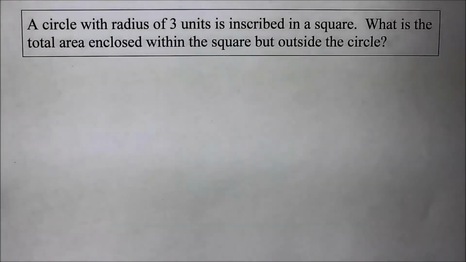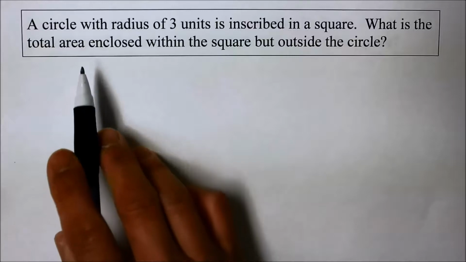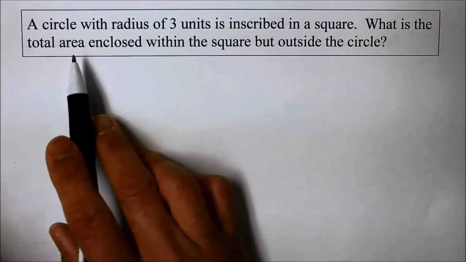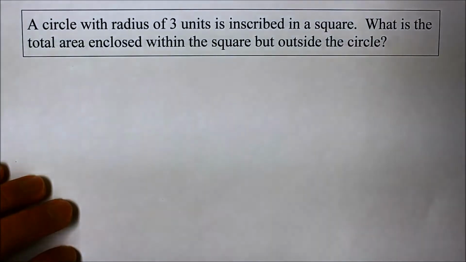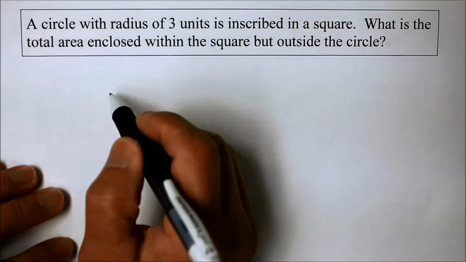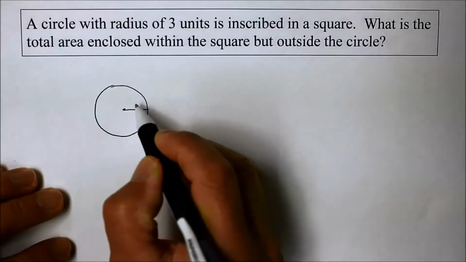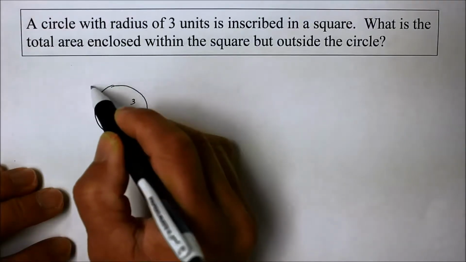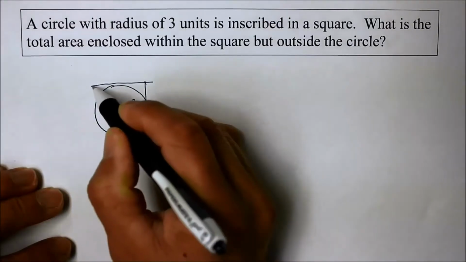Hi! This instructional video is about circles, and this time, a square that circumscribes a circle, or a circle that is inscribed in a square. And the radius of that circle is 3 units. So here's a circle, and the radius is 3 units, and the square is touching it. Just say it's touching.